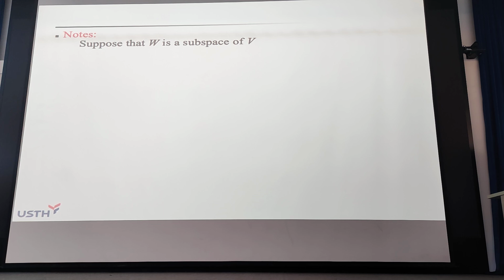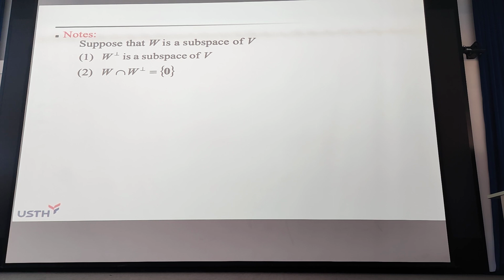Now here is a remark. Suppose that W is a subspace of V. Then the first one is that the orthogonal complement must be a subspace. It must be a subspace. The second one, the intersection of W and its complement will be zero only.